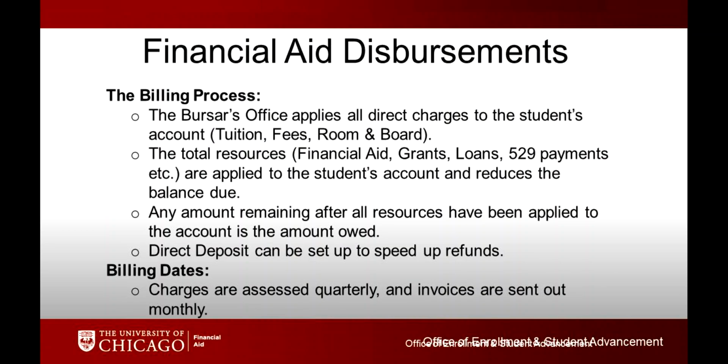So the billing process at the university results in the bursar's office applying all of your direct charges to your student's account, so the tuition, fees, room, and board, then all of the resources, in this instance, financial aid, grants, loans, scholarships, 529 payments if you have those, and any kind of aid overage is then refunded back to the student, or parent if it is a Parent Plus loan.